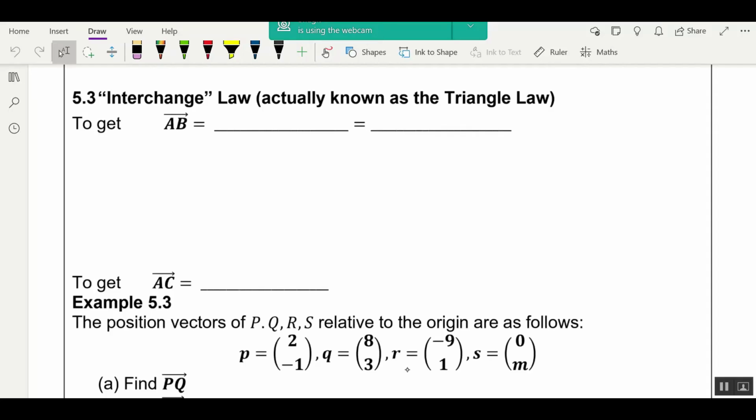Hi students, this third part of the video on vectors is about the triangle law. Now this, I like to change it to call the interchange law. I think it's easier for students to understand. Okay, so let's dive in.